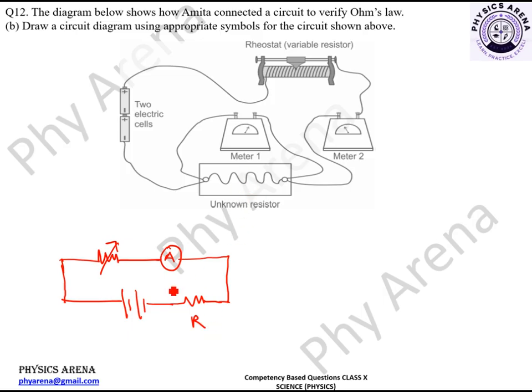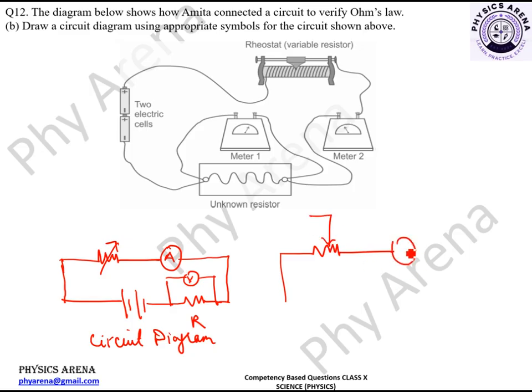And in parallel to the unknown resistor, we are having a voltmeter. So this is the circuit diagram for the given component connections. We can also replace this variable resistor with another symbol. So that can be like this. So this is the symbol of variable resistor, then an ammeter, the two-cell electric battery, and then we are having a resistor, that is unknown resistor R, and in parallel to it we can connect a voltmeter. So both are the correct circuit diagrams for the given components.